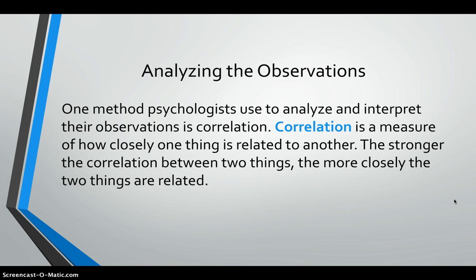Once you have your observations, you need to analyze them. And one method psychologists use to analyze and interpret their observations is correlation. Correlation is a measure of how closely one thing is related to another. The stronger the correlation between two things, the more closely the two things are related.